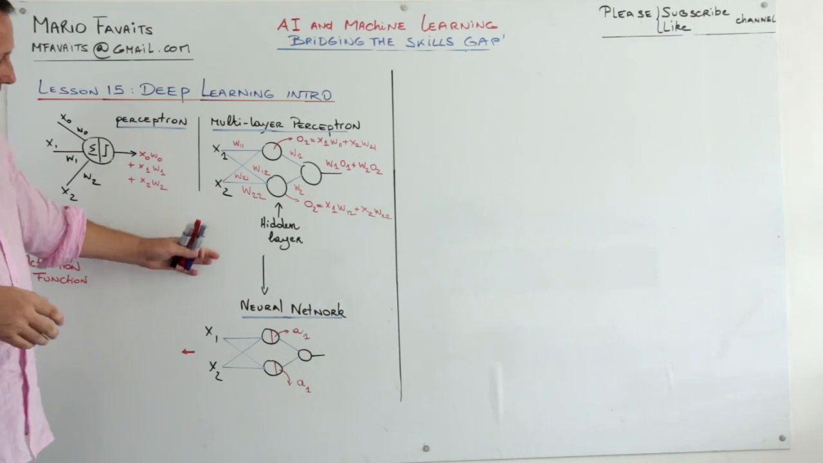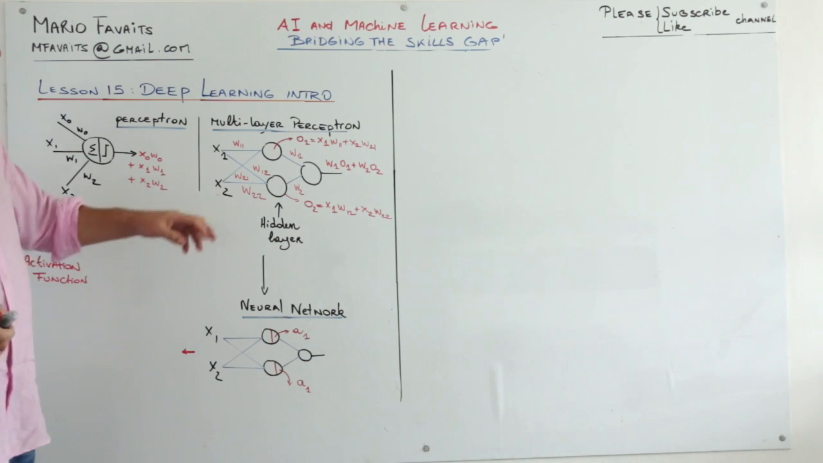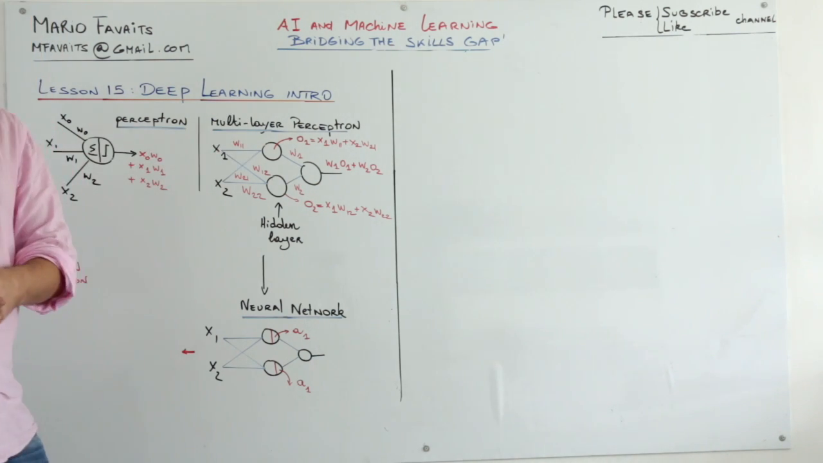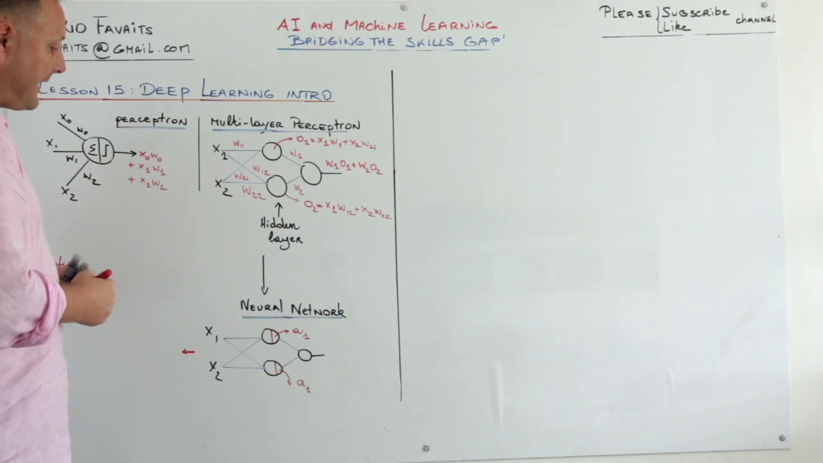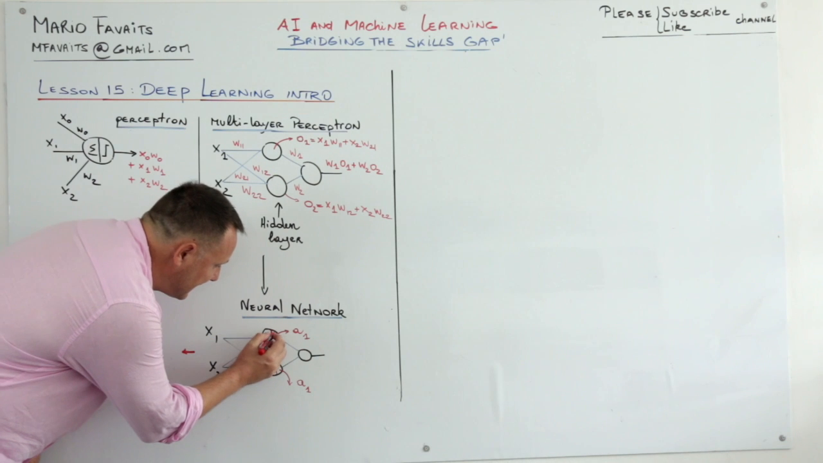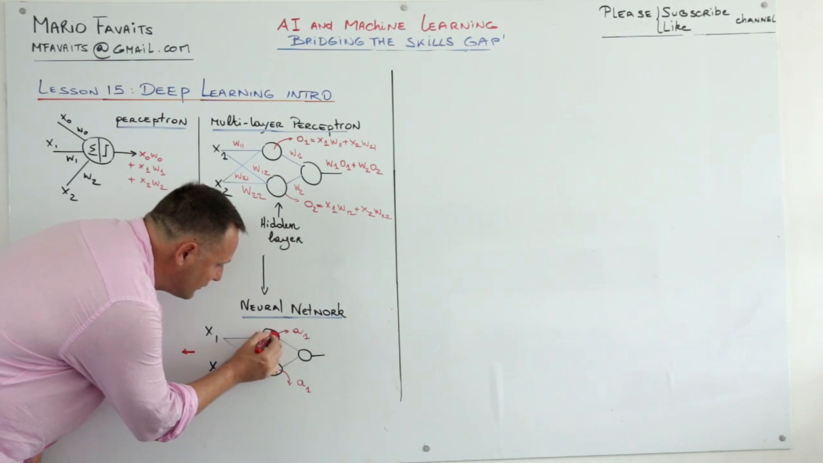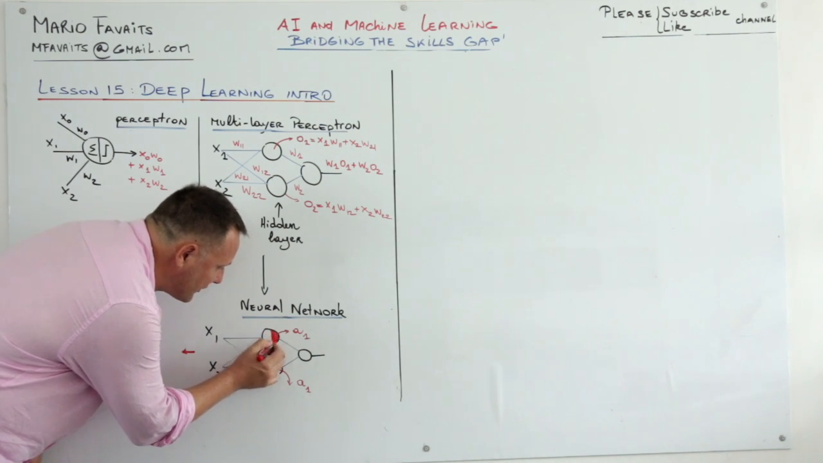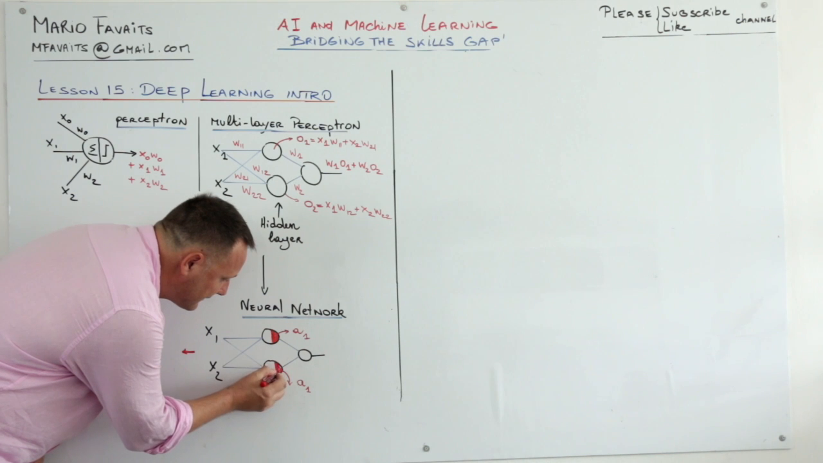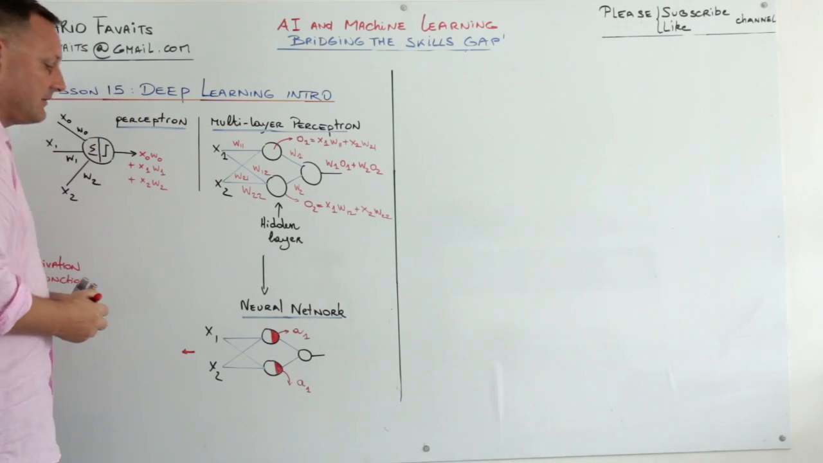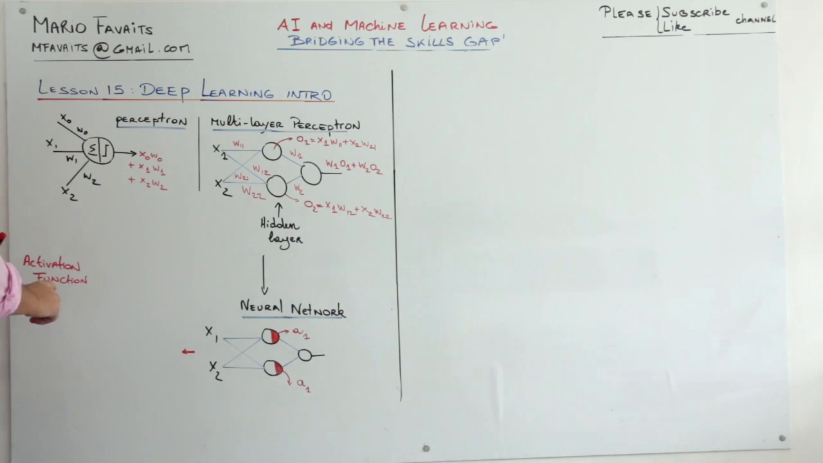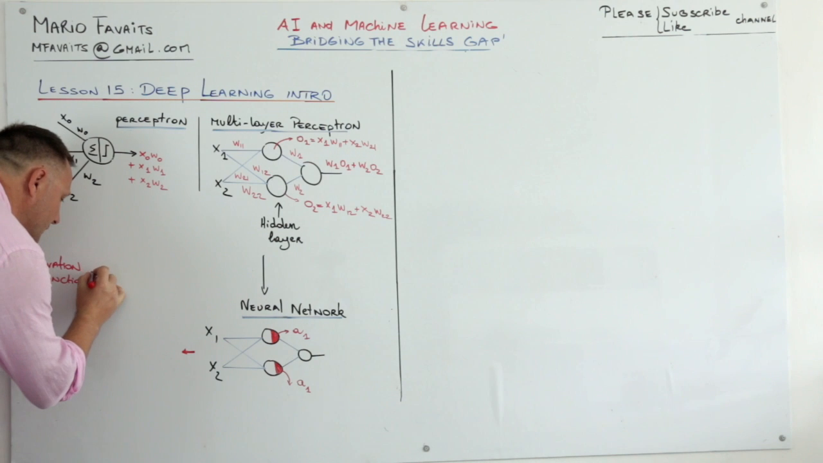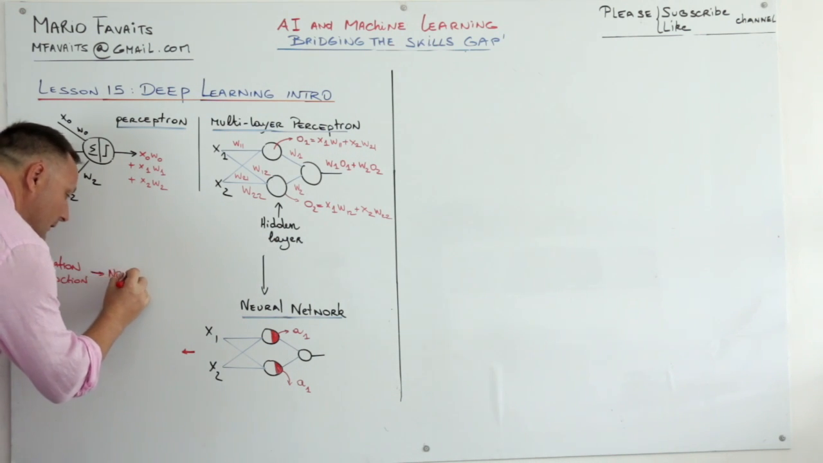So that's how we get to a neural network, although these two basically mean the same thing. When you add an activation function, and this is a red piece, to a multi-layer perceptron or a neural net, that's where you get the nonlinearity. So the activation function gives you the nonlinearity.